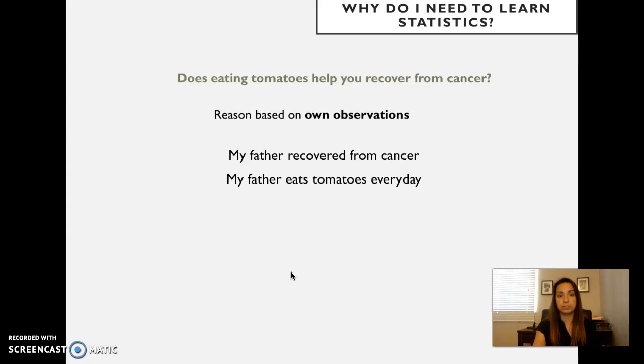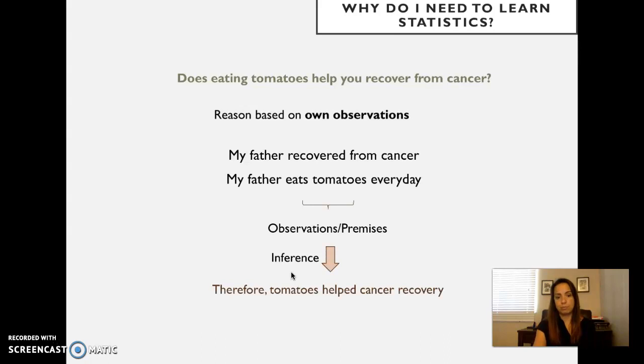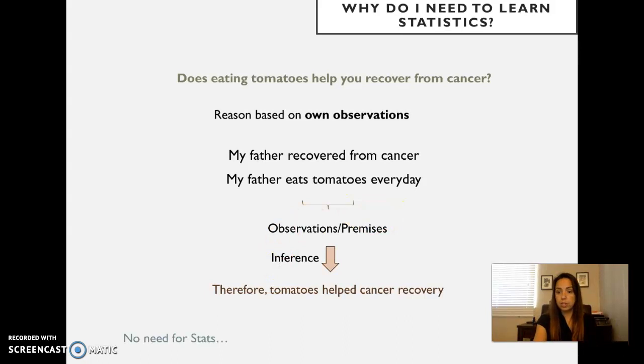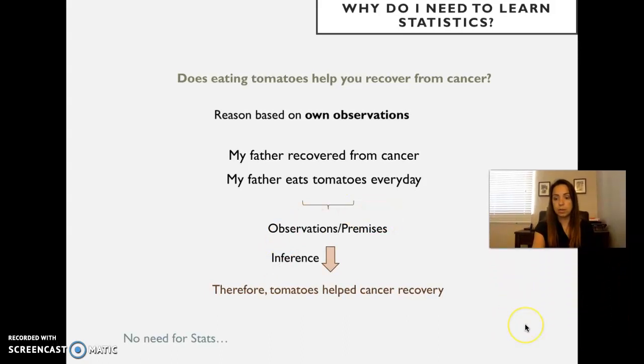My father recovered from cancer. My father eats tomatoes every day. Imagine these are my observations. From these observations or premises, I can actually draw an inference and make a conclusion. Tomatoes helped my father's cancer recovery. And there is no need for stats there. Let me go up here for a second.